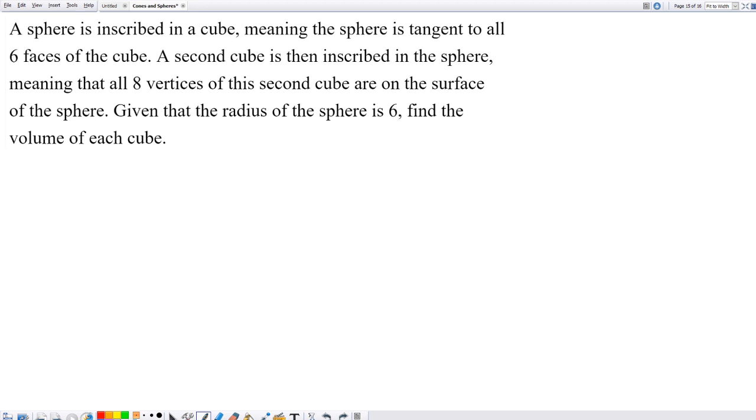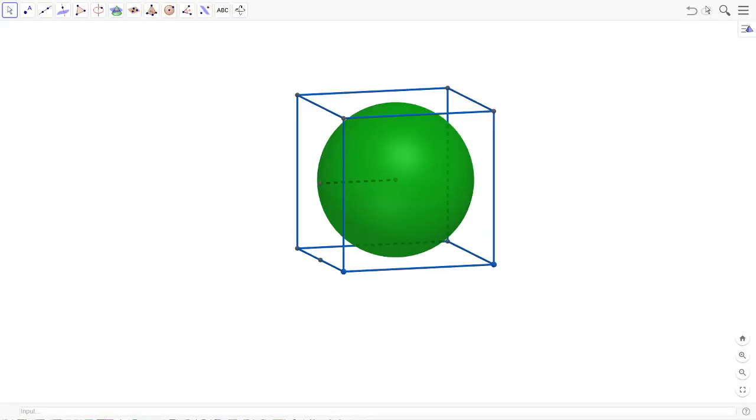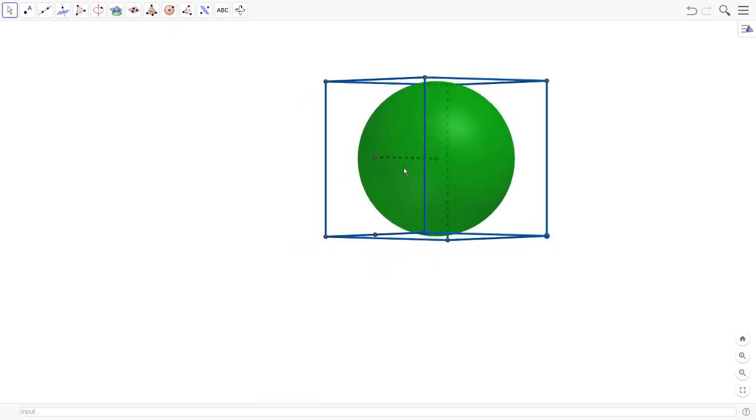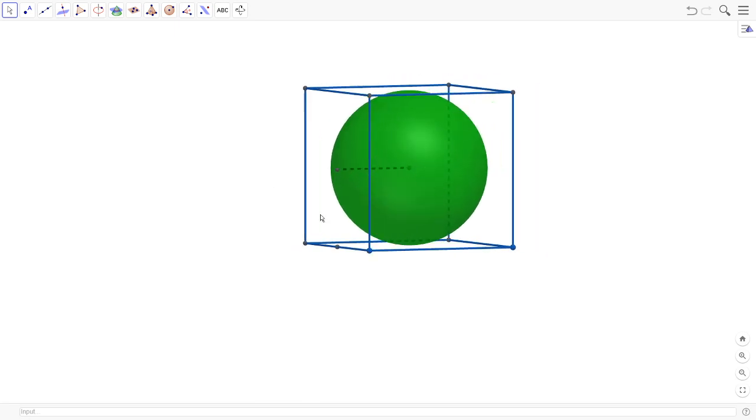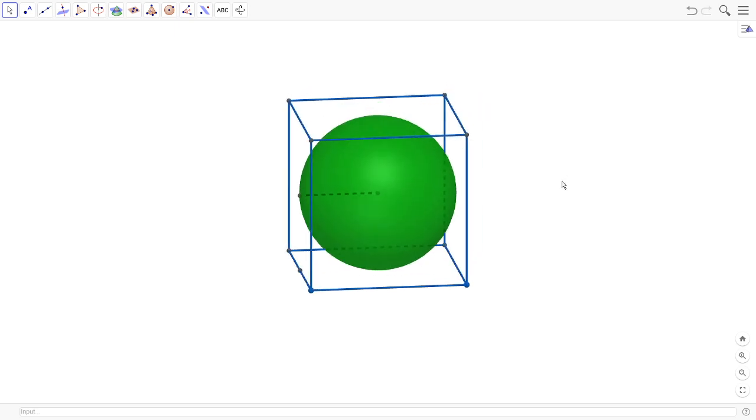So let's look at the first case where a sphere is inscribed in a cube. That's going to look something like this. Now, looking at this, we can see the radius is the length of that dashed line. And our sphere is in the cube.